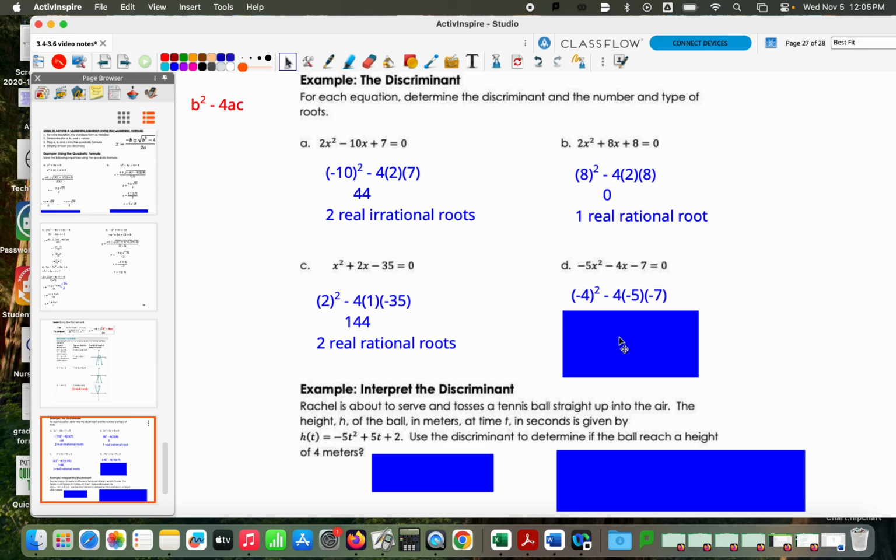This one, we plug everything in and then you simplify. The b squared minus 4ac gives you negative 124. Well, we can't square root a negative, so right away I know this is going to be 2 imaginary answers, or what I call complex roots.